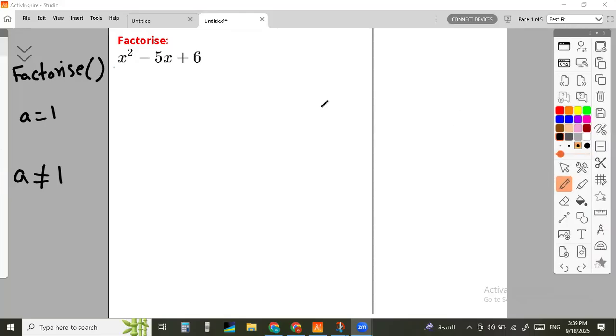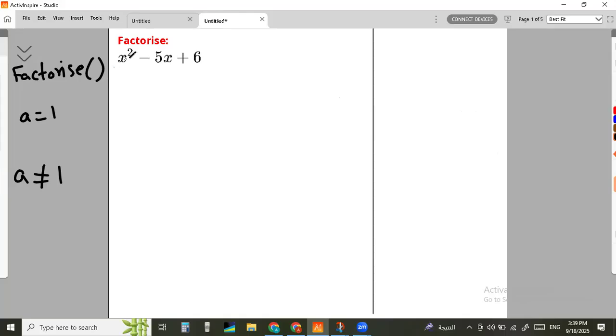So for this lesson we have two cases. The first case is if the coefficient of x squared is 1, and the second case is if the coefficient of x squared is another number. It's not 1. It might be another number other than 1.